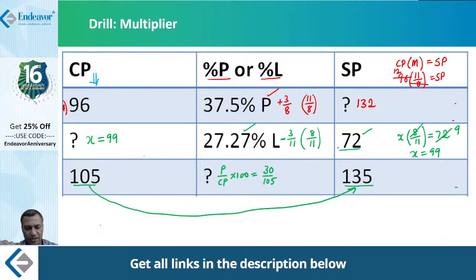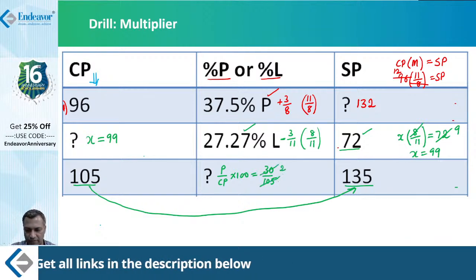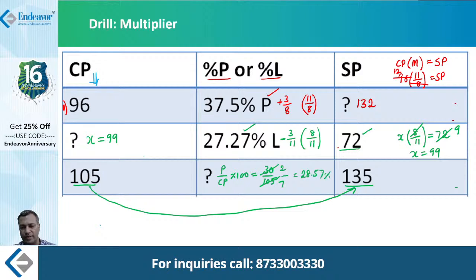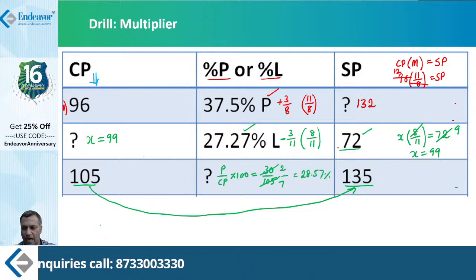So from the fraction we can write the percentage directly. Therefore, 15 2 times, 15 7 times. 2 divided by 7. So therefore, the profit percentage is 28.57%. Right, there is a profit of 28.57%. I hope with this drill, you have gotten the perspective.